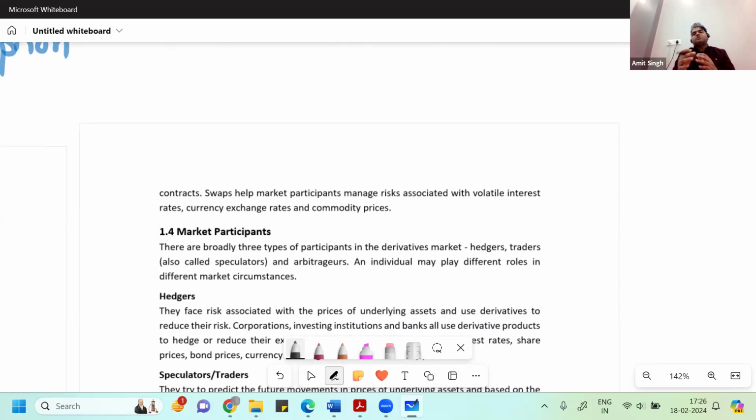So the instruments we have discussed in this session are the forward contract, future contract, options, and swap agreement. I hope you have understood this, and we'll discuss more in the next session.